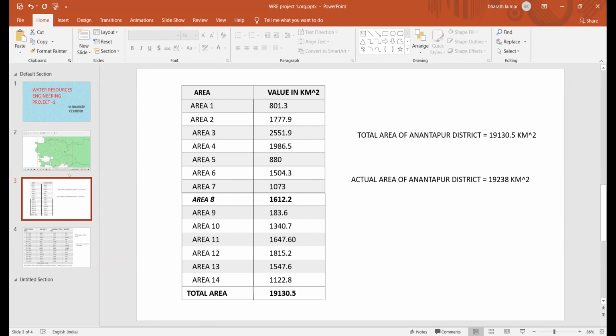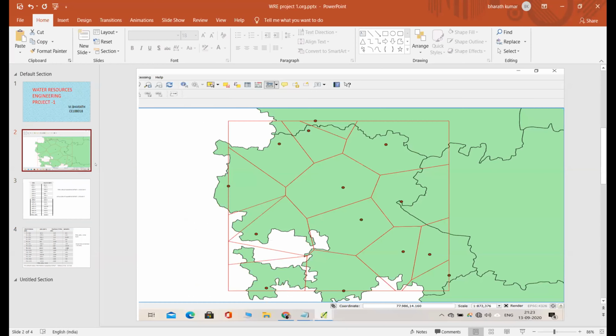Go back to the figure, not the table, the figure. When I look at it, you're missing a lot of area. How did you include that? I took the nearest point. I understand, but you're saying your area is only a little bit less than the actual, yet when I look at the figure I see lots of area outside the polygons. What do you mean nearest? I include that area into the nearest point.